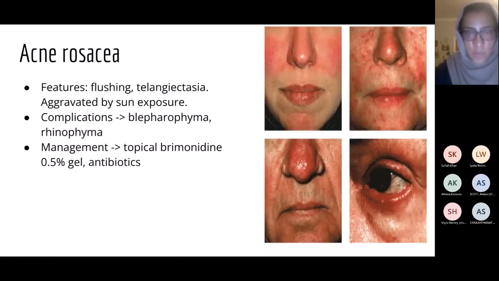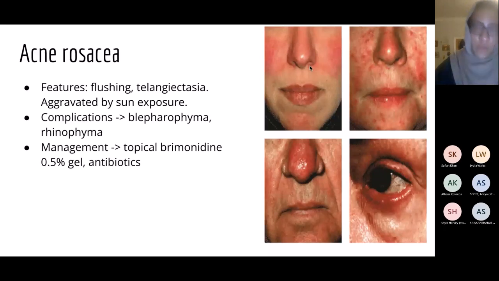And what you tend to find with acne rosacea is you get this flushing of the skin, you will get this telangiectasia, so it's kind of like the widening of the blood vessels in your skin, and it will often be aggravated by sun exposure. And the thing with acne rosacea is it can lead to certain complications. So the image that you see on this slide is kind of the step-by-step of how it can become more severe and some of the complications.